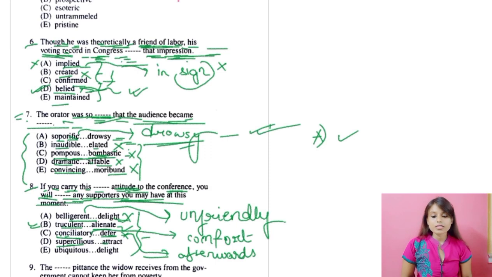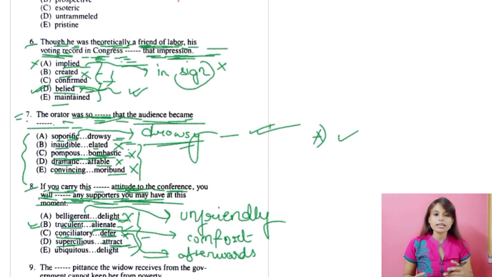So supercilious means showing that you think that you are better than the other people. So kind of pompous attitude you are having. So supercilious, if you carry this supercilious attitude to the conference, so you will attract any supporters. No, not at all. Suppose you are carrying a very pompous attitude in front of the people, who are supporting you, who are voting you. You are showing them you know much better than them. You are showing your attitude, very bad attitude, like supercilious attitude. Then obviously you will not attract them.